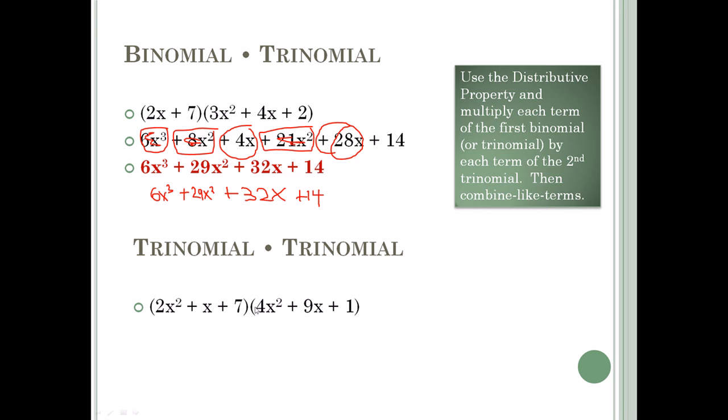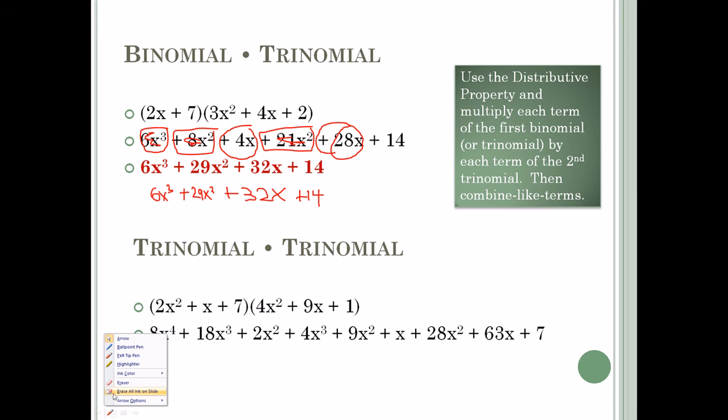Okay, now I got to give everybody a 7. I know it's getting long. 7 times 4x squared is 28x squared. 7 times 9x is positive 63x. And 7 times 1 is 7. Yeah, that thing is huge.